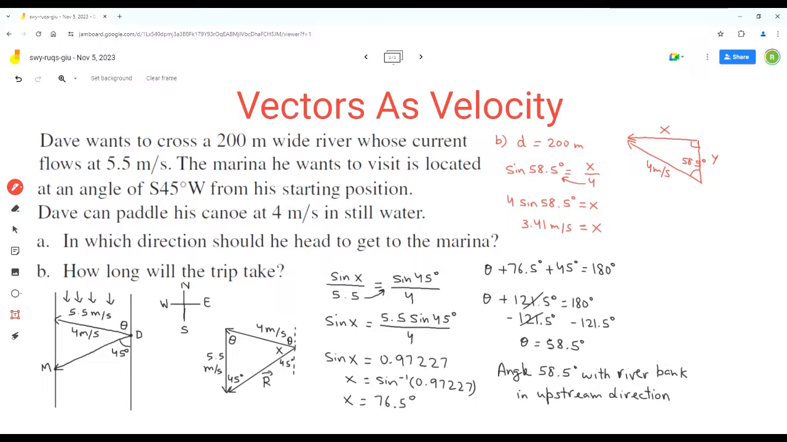So we have to find the time. So we should use the formula for time. Time is equal to distance over speed. And the distance is 200 meters, and the speed is 3.41. So I got T equals 58.65, and the unit is seconds. So this should be the final answer for part B. So this is the time it will take Dave to get to the marina.